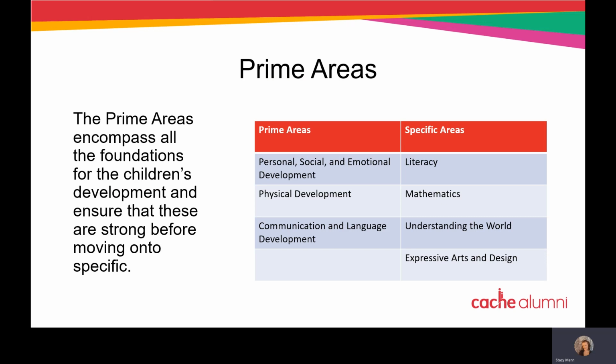The prime areas encompass all the foundations for the children's development and ensure that these are strong before moving on to specific. This hasn't changed. In no order, they are personal, social and emotional development, communication and language, and physical development. It's important to note that these areas are not delivered in an isolated way and that every experience offered to the children is holistic.